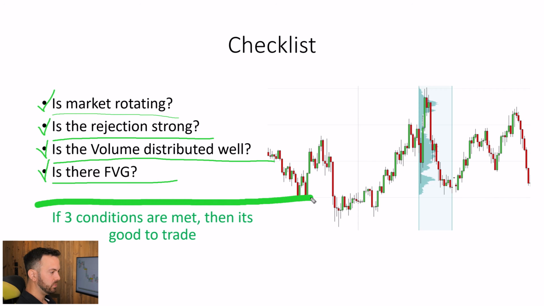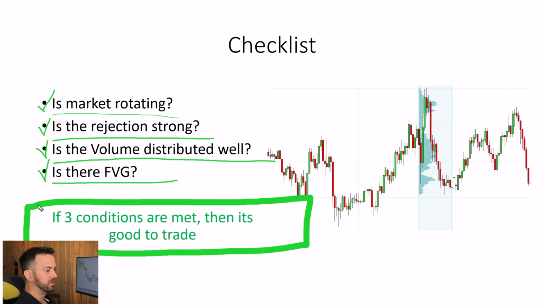Now, all those conditions don't need to be met, because in trading nothing is ideal, obviously. So at least for me, it's fine if only 3 conditions from this little list are met. If 3 conditions are met, then I still trade the rejection. I still consider it a strong support or resistance zone, right? Obviously, if it's all 4, then even better. But if 3 conditions are met, it is still good to trade, all right?